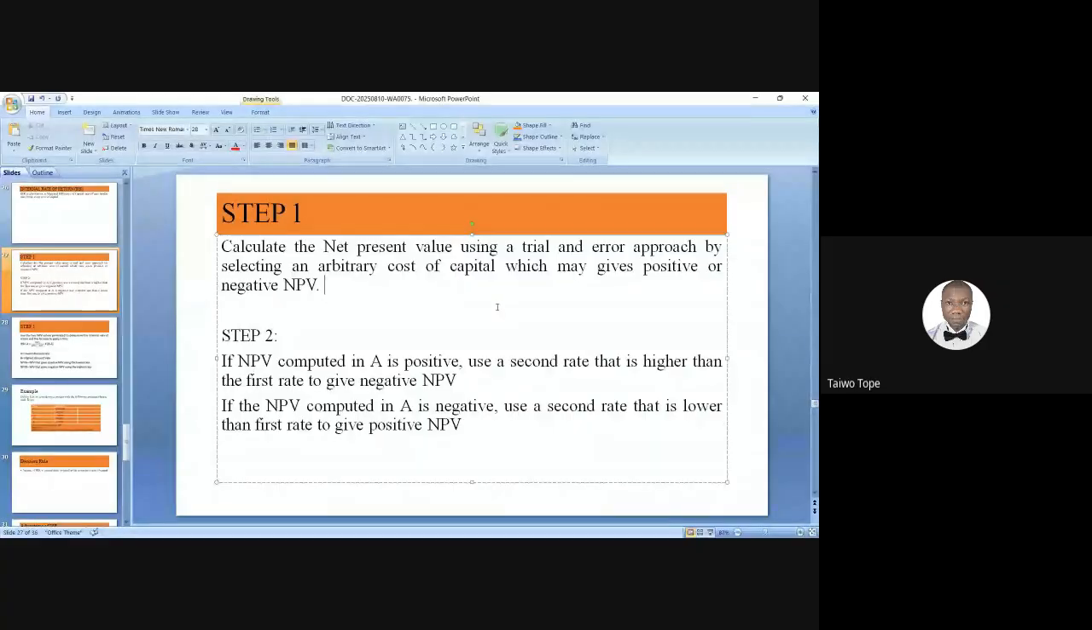So we'll look at an example. Or before we look at an example, let's talk about the decision rule. The decision rule when using internal rate of return. Still, we can have the issue of independent projects, and we can have the issue of what? Of mutually exclusive projects.